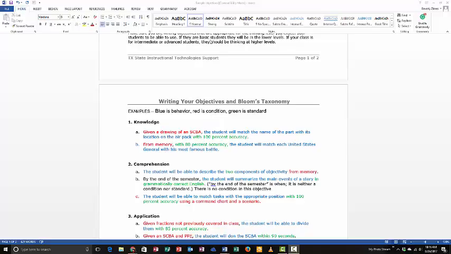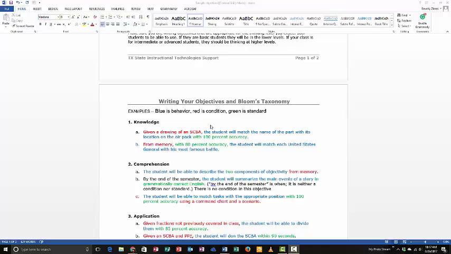Let's take a quick look here. On the knowledge one, remember this is just so they can repeat what they've done or what they've seen. Given a drawing of an SCBA is the condition. That's what we're going to give them to work with. The student will match the name of the part with its location on the air pack with 100% accuracy. That's pretty simple. It's not going to take them long to learn that, so 100% accuracy is good.